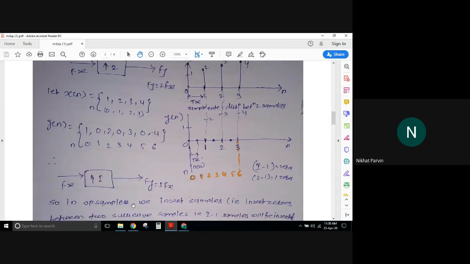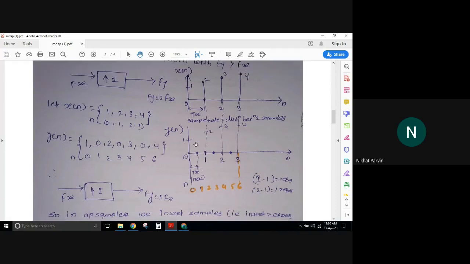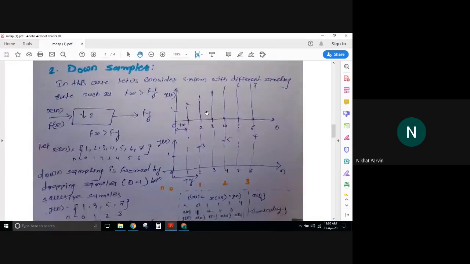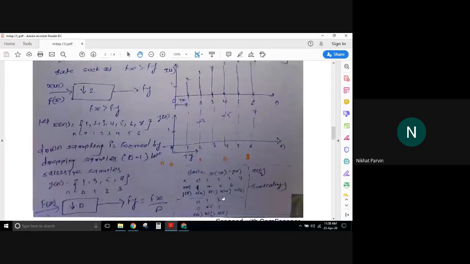So in upsampling, what you have to extract from this representation is that I have inserted zeros in between. If you don't understand what I have done here, you can simply see these examples, because right from the start I said you should have knowledge of signals and systems.